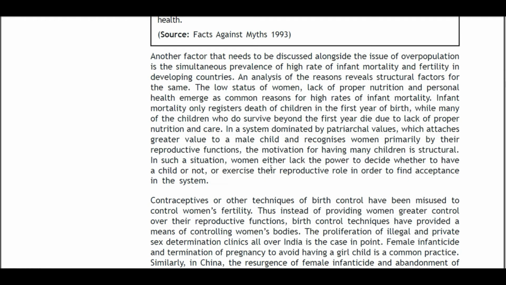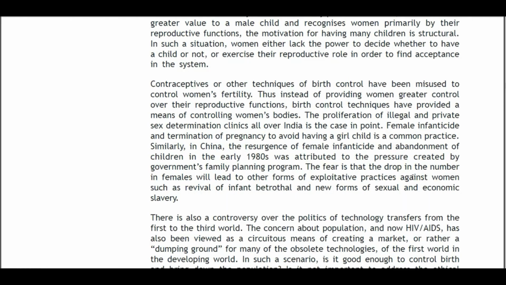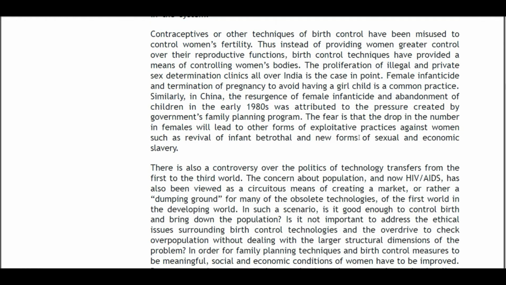In a system dominated by patriarchal values which attach greater value to a male child and recognize women primarily by their reproductive functions, the motivation for having many children is structural. In such a situation, women either lack the power to decide whether to have a child or not, or exercise their reproductive role in order to find acceptance in the system. Contraceptives or other techniques of birth control have been misused to control women's fertility. Thus, instead of providing women greater control over their reproductive functions, birth control techniques have provided a means of controlling women's bodies.